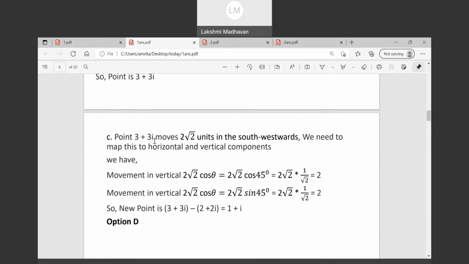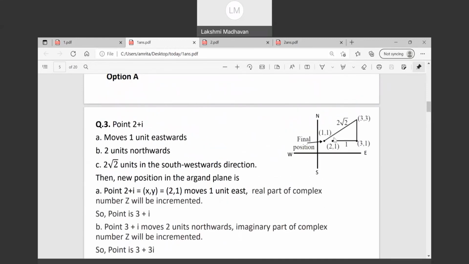So this was the initial position and it moves 2 root 2 units in the southwest direction. You know the southwest direction, right? Once we have to find out the value, we have to find the two components in this direction. The first one is the vertical component and then the horizontal component. The vertical component can be found using cos theta and the horizontal component using sin theta. So we can simply write this as 2 root 2 sin theta and 2 root 2 cos theta. And what is the angle here? Just have a look at the diagram. It's 45 degrees, right?